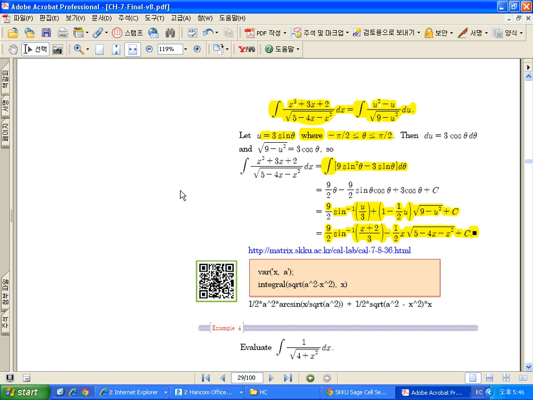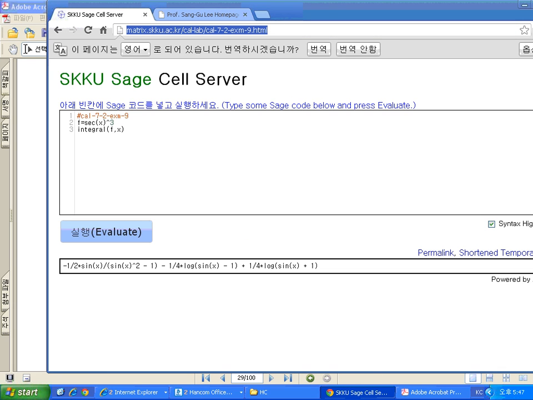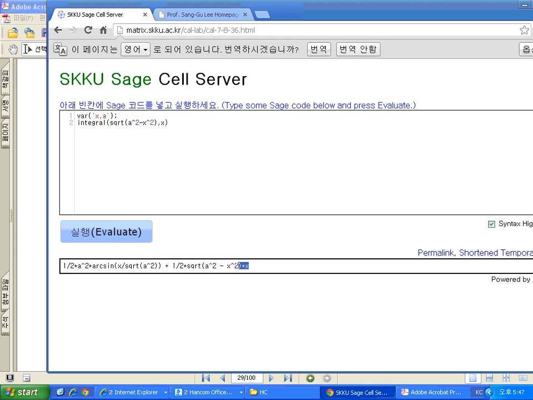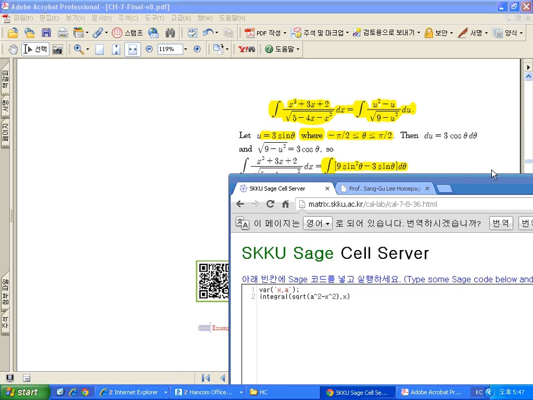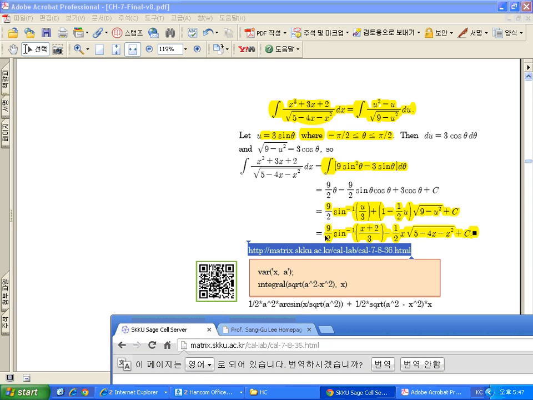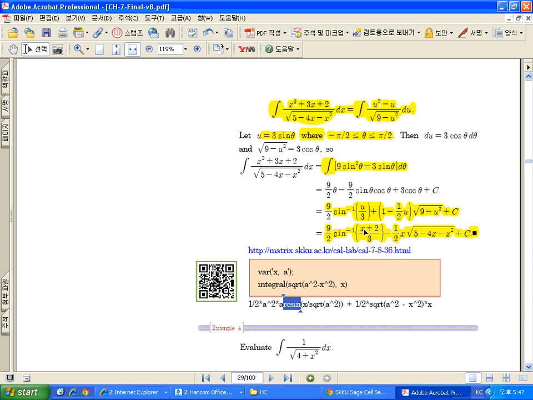But as you see, these integrals can be done like this. Integral of square root of a square minus x square dx, which can be like this. This is exactly the same as what you found in here, isn't it? This is exactly what you have: 9 over 2 and arcsine of x plus 2 over 3 and the square root of, etc.